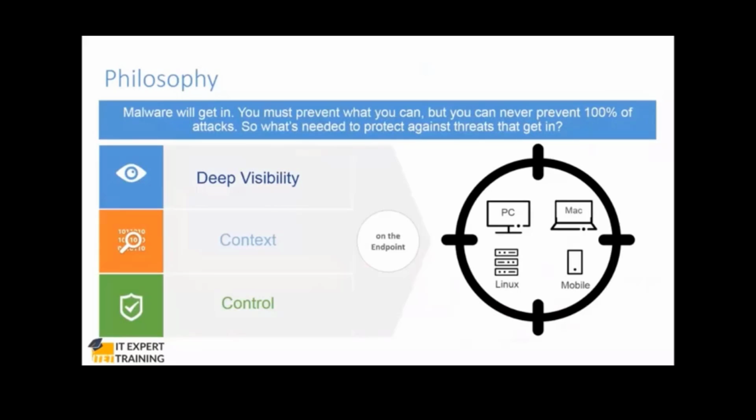So what do you need to protect against threats? Mainly we need deep visibility into the activity of the file on your system, then context to understand the full scope of an attack. That's the main concern. And the control to quickly respond and remediate. These are the main things we need to focus on.